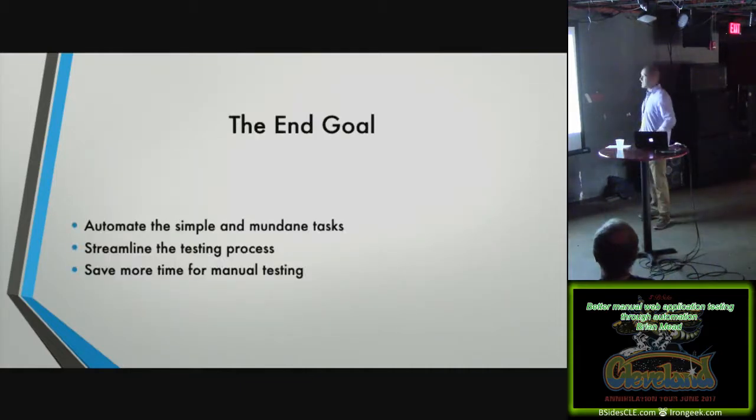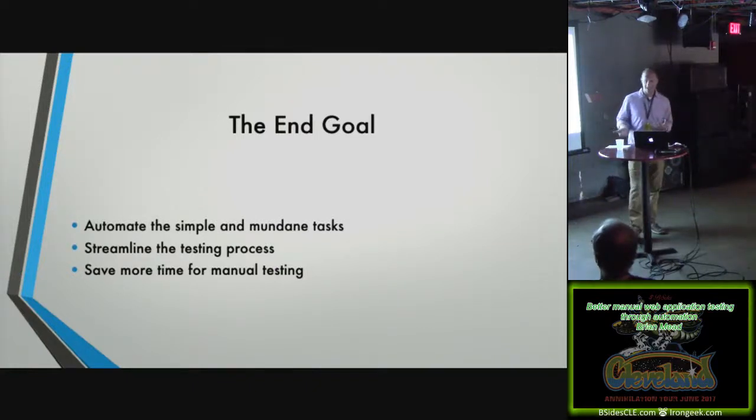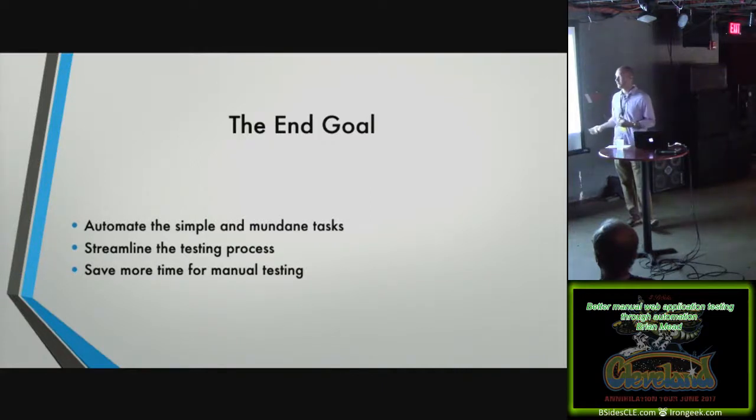So the end goal of automation is that it simplifies things. You run the same task over and over again. It makes doing mundane things a little bit more enjoyable, right? It streamlines the testing process, and the idea is that it saves more time for doing manual testing.